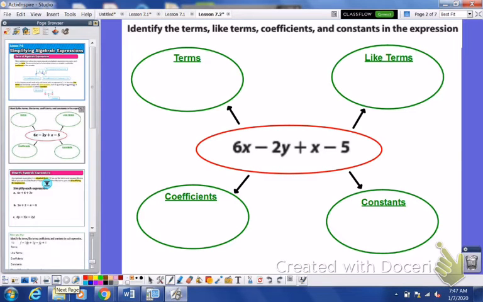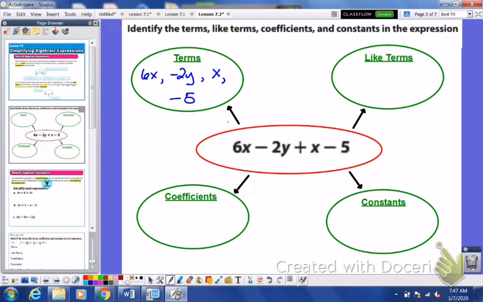Okay, so we want to identify the terms, like terms, coefficients, and constants in the expression 6x minus 2y plus x minus 5. So our terms, again, is everything separated by addition and subtraction. So we have 6x, we have negative 2y, because that minus sign is there, that is a negative. We have x and negative 5. So again, all the pieces separated by addition and subtraction. And when we have subtraction, they are negative.